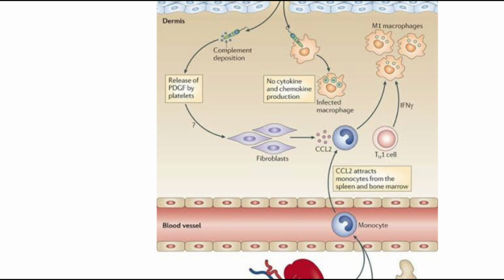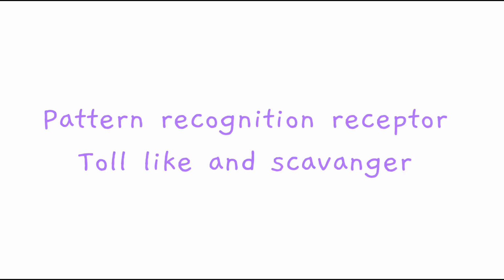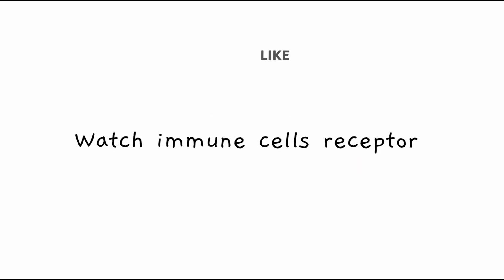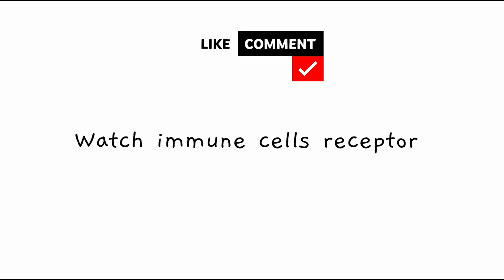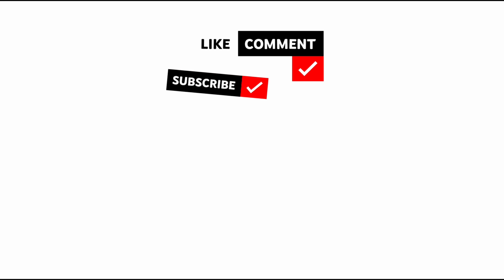So they have various functions. In phagocytosis, the function is to engulf pathogens, dead cells and debris, using PRRs like TLRs and scavenger receptors. Now, I have made a video on the various types of receptors. You can visit and watch that video on immune cell receptors. There we will know about PRRs, what they are, and toll-like receptors and scavenger receptors.